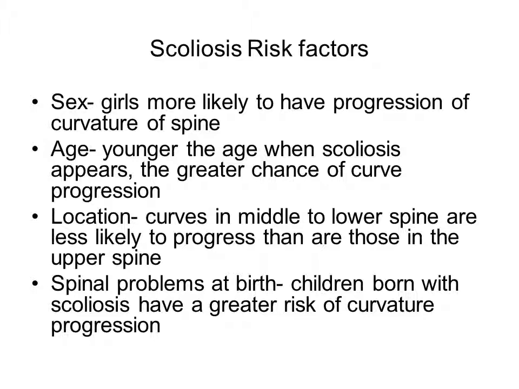So girls usually are likely to have a progression of curvature of the spine. The younger the age when scoliosis appears, the greater chance that the curve is going to progress and get worse. The location: the curves that are in the middle to lower spine are less likely to progress than those that are in the cervical or upper parts of the spine. If there's spinal problems at birth, children born with scoliosis have a greater risk of that curvature progressing. So again, curvature progression just means that the curve will get worse on its own.